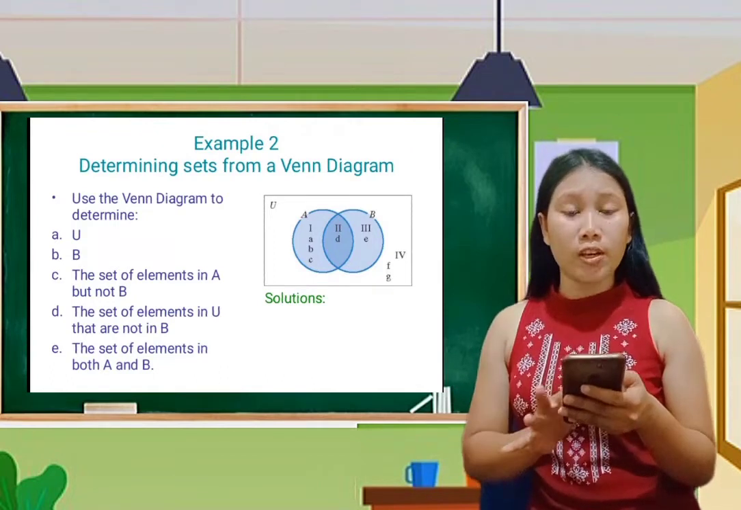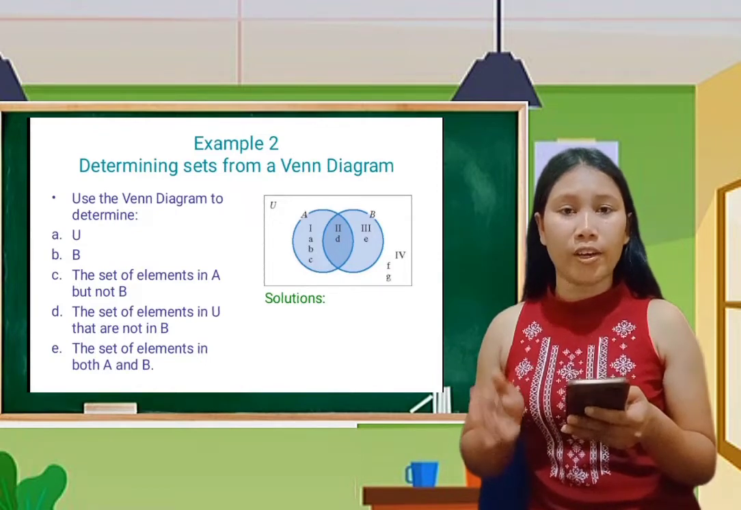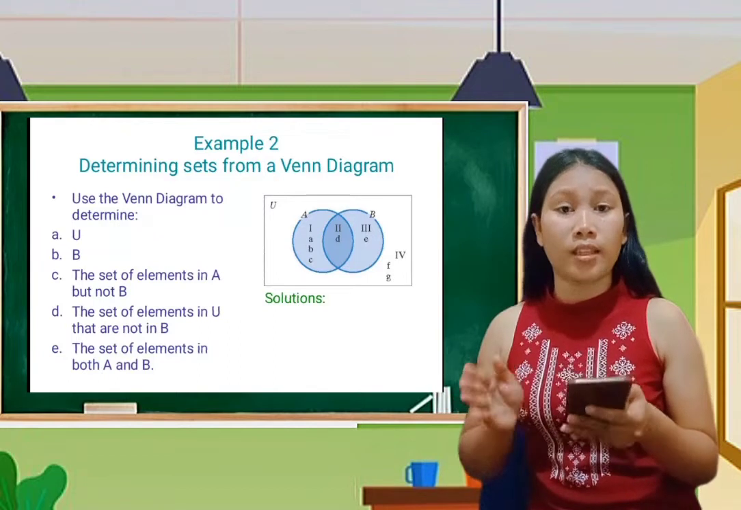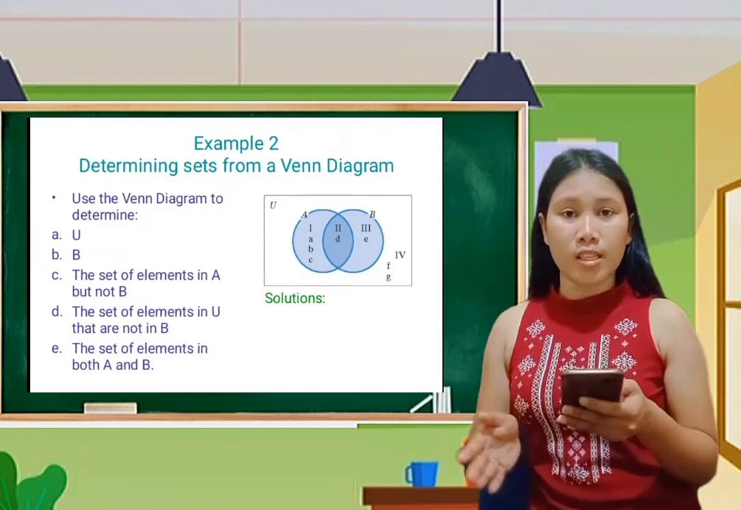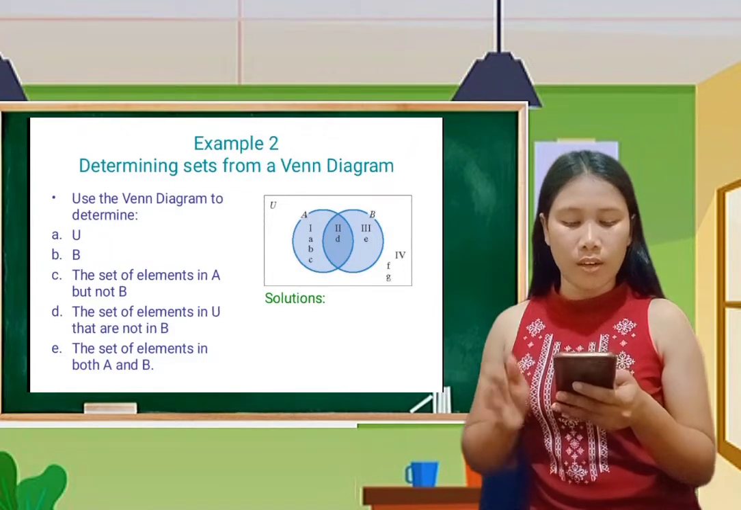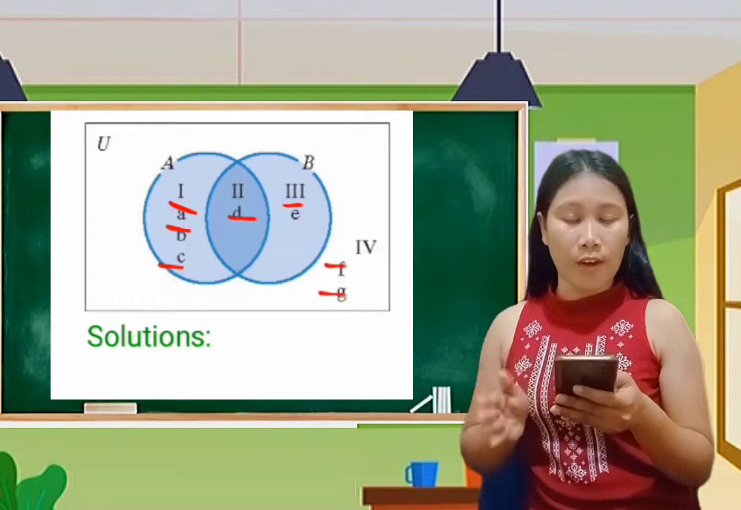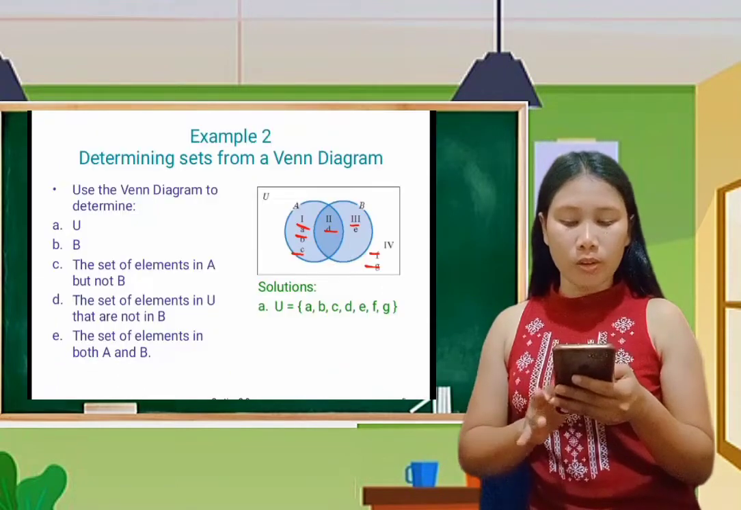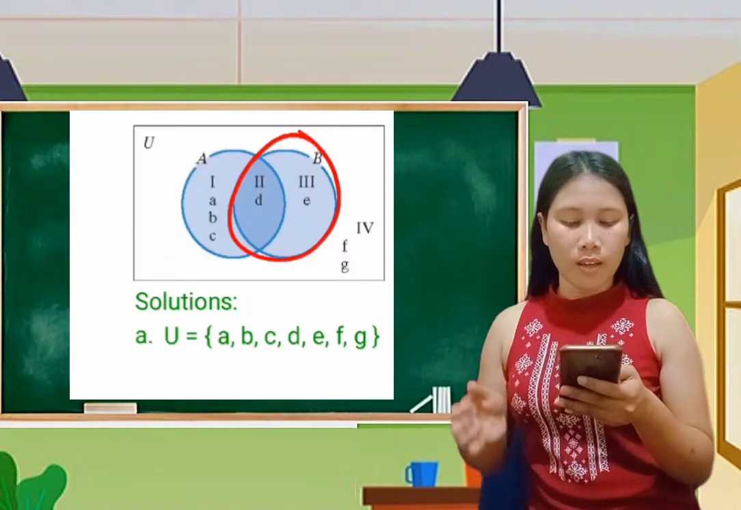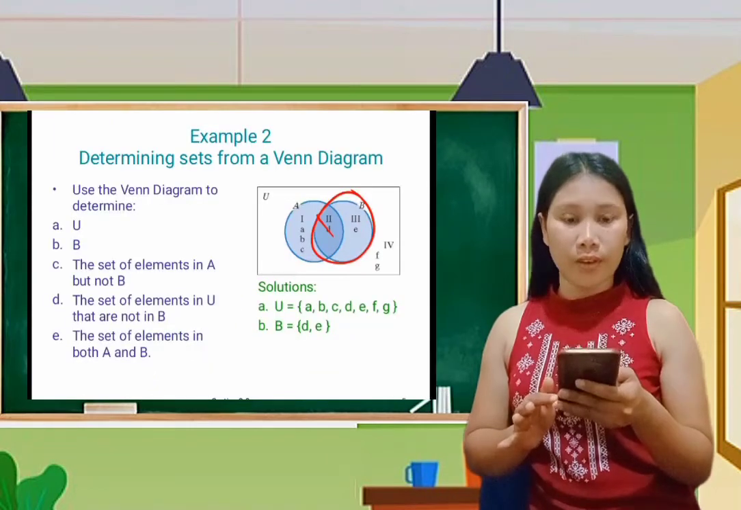So, what is the universal set in this Venn diagram? As what I said kanina, universal set, this is the general set that contains all elements under discussion. So, the universal set here, the element of universal set here are A, B, C, D, E, F, G. What about the set of B? The element of set B are letter D and letter E. Let me check. Okay, very good.